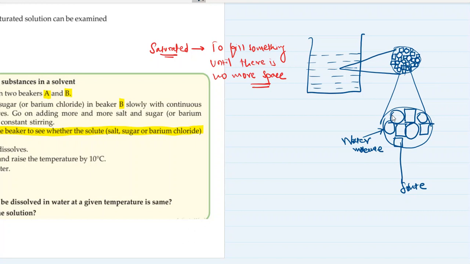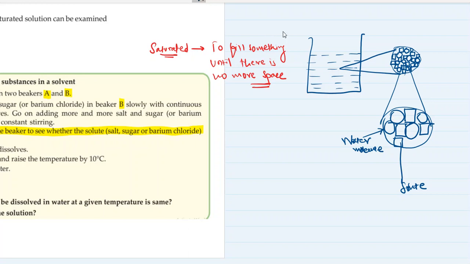There is limited space. So if you go on adding salt to a beaker of water and make it saturated, if you fill the spaces between the particles of water until there is no more space left, until there is no scope of adding more salt, what will happen? All the spaces between the water molecules will be filled by small solute particles. And if you add more salt or any kind of solute to this saturated solution, it will not be dissolved.